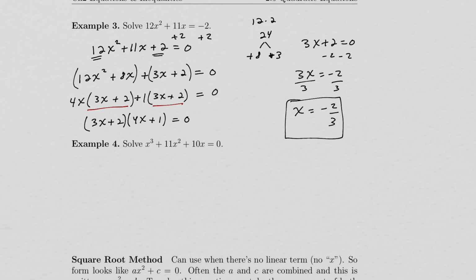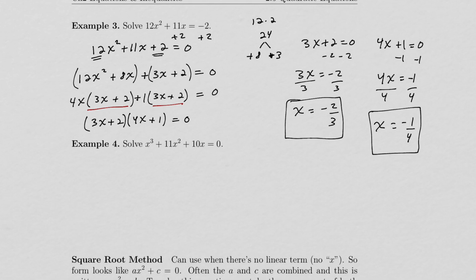And then if I set 4x plus 1 is equal to 0, I'll subtract 1 and then divide by positive 4. So x in this case is equal to negative 1/4. So those are my two solutions.